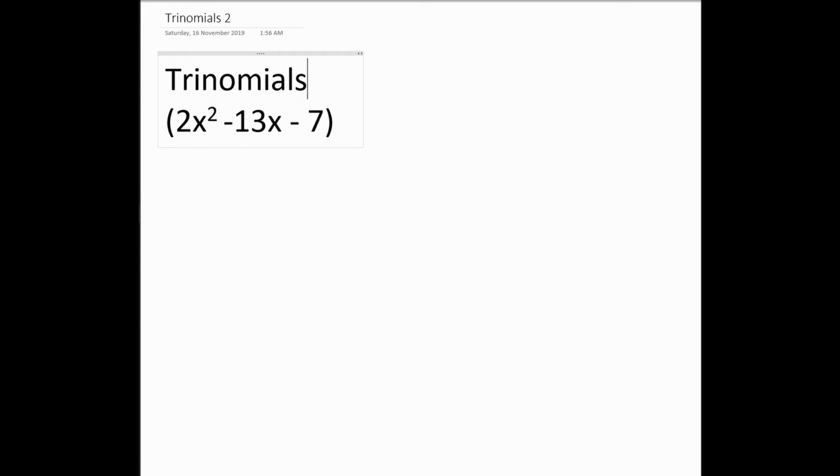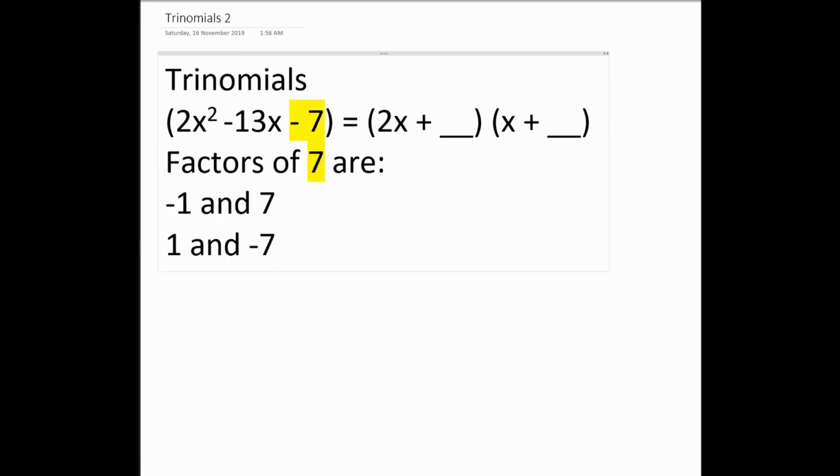It is a similar method to the previous trinomial, but this one has 2x squared. For this one, we have the first term of 2x squared, which can be factored into 2x and x. Then we'll look for the other parts of this factor. We'll look at the factors of negative 7. The factors of negative 7 are negative 1 and 7, 1 and negative 7.